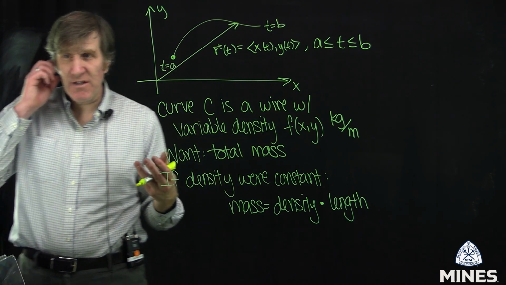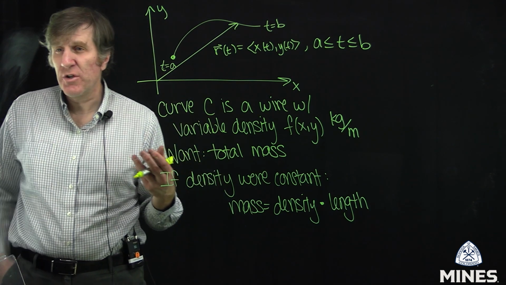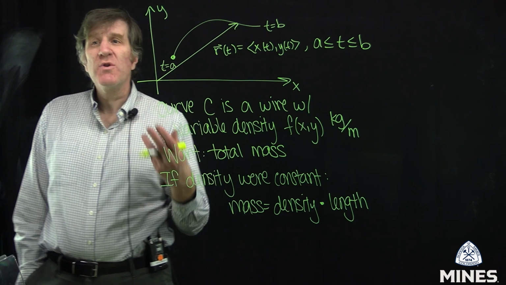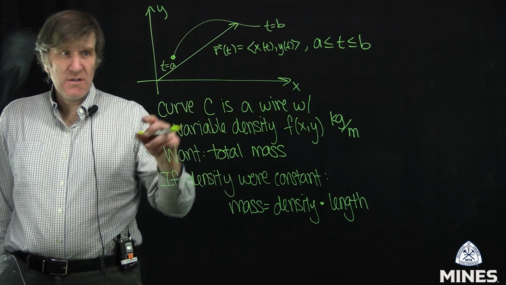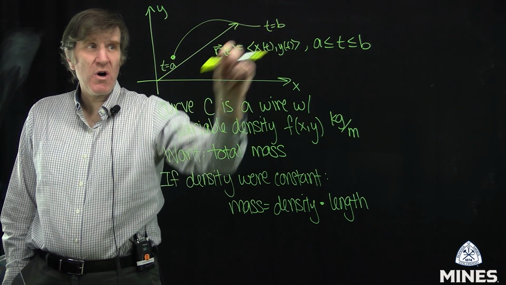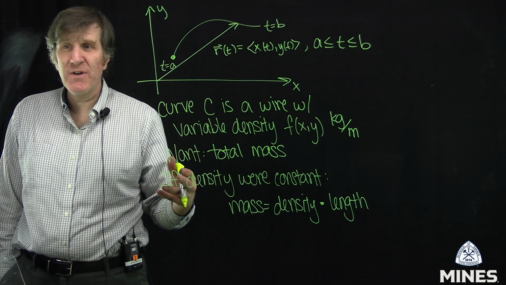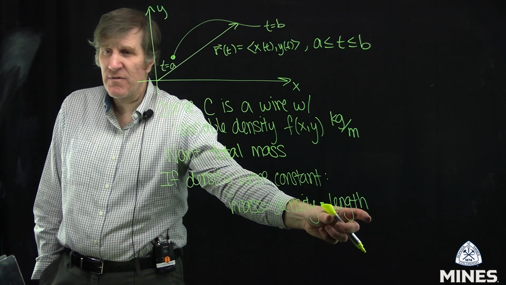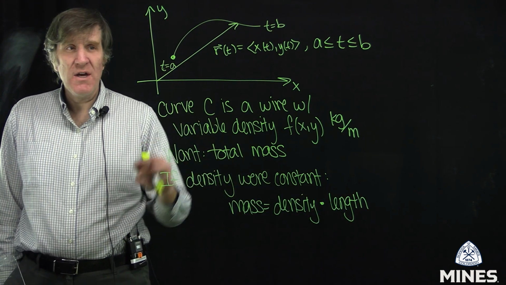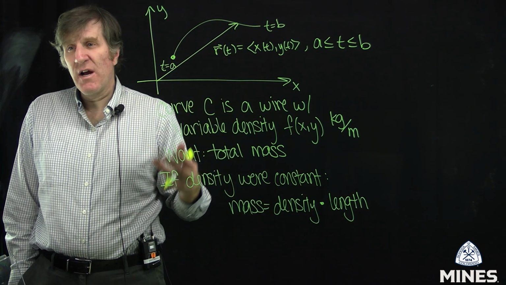We're going to think of the curve as being a wire with a variable density in kilograms per meter. And our task, we're not looking for an area under the curve anymore. We're looking for the total mass of the wire. If the density were not variable but were constant, 5 kilograms per meter, we would just multiply the density times the length of the wire, and that would give us the total mass. But with a variable density, it's not quite so simple.